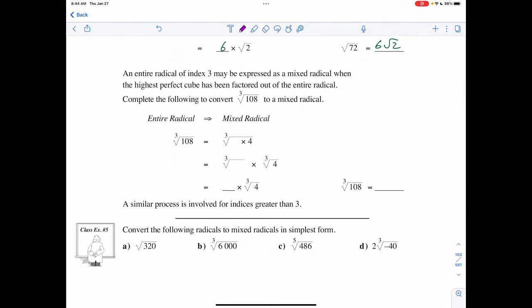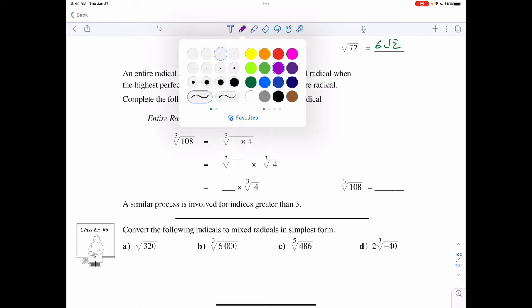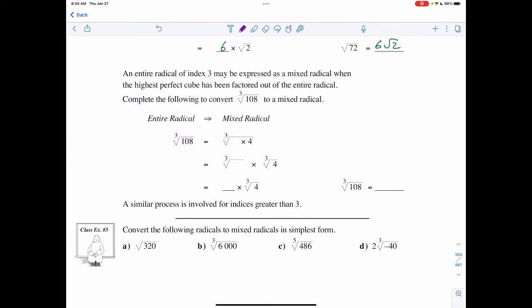If I have an index of 3, that just means that I need perfect cubes. So if I take 108, the nice thing is there's actually only one perfect cube you can divide out of there, which is 27. And I get 27 and 4. Well, the cube root of 27 is 3, which means that I can make sure that it's going to be 3 and the cube root of 4.